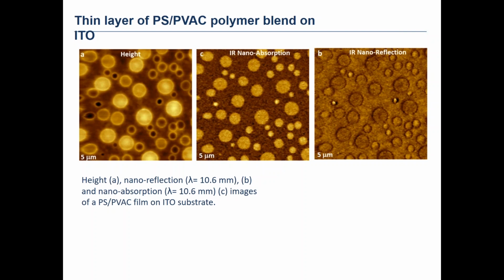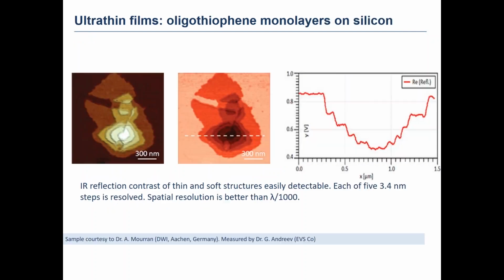This is in the XY plane, but what happens when we work in the vertical direction? This example is an ultra-thin film of oligodiaphragm monolayers on silicon. In the left part, there is topography, and in the central part, there is the infrared contrast. One can see that each of the 5 steps of 3.4 nanometers is clearly resolved in the optical contrast. This means that in the vertical direction, we can demonstrate a spatial resolution better than lambda divided by 1000.